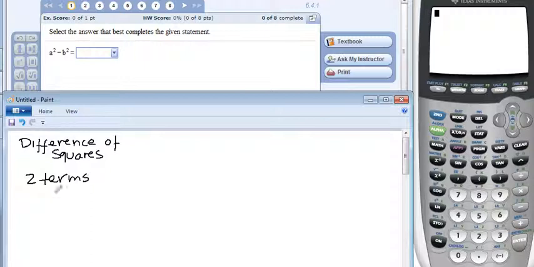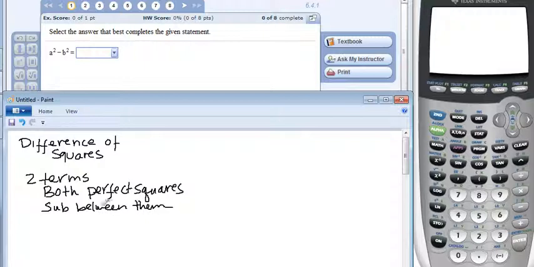They both have to be perfect squares, which we'll talk about. And it has to have a subtraction sign between them. Difference meaning subtraction of squares, perfect squares.